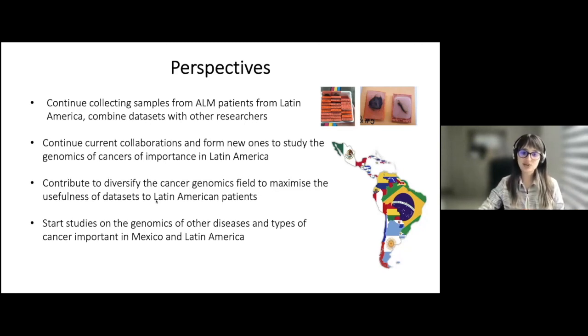And with this, hopefully, contribute to diversify the cancer genomics field, to maximize the usefulness of the datasets that are available to our population, because at the moment, most of them are of European descent. And I also want to start studies on the genomics of other diseases and types of cancer that are important in our region. And with that, I finish.